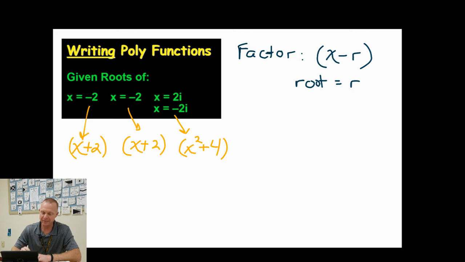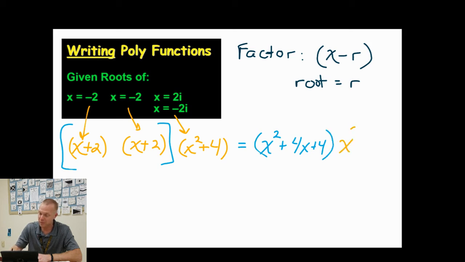It's just kind of a given that when you're asked to write a polynomial, you want to write it in standard form. So I'm going to choose to group those first two together. Why not? It's easy to multiply x plus 2 times x plus 2. Of course, that's x squared plus 4x plus 4. And then remember that the x squared plus 4 is just waiting to come on in. So it's knocking, let's let it in.